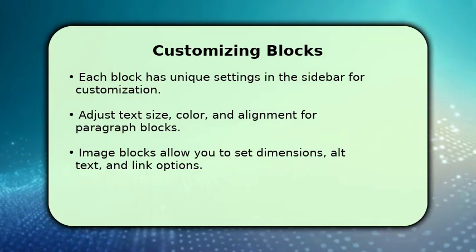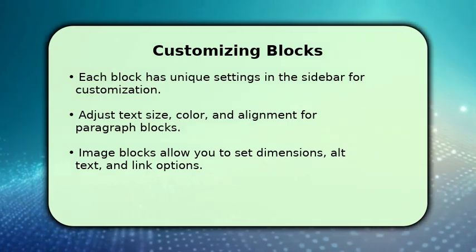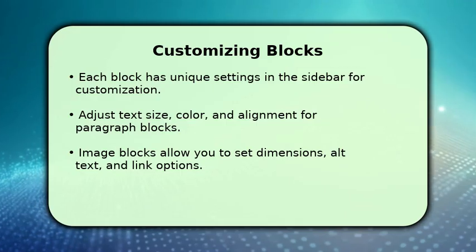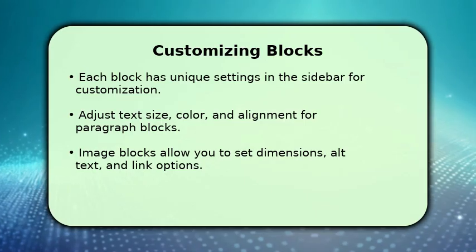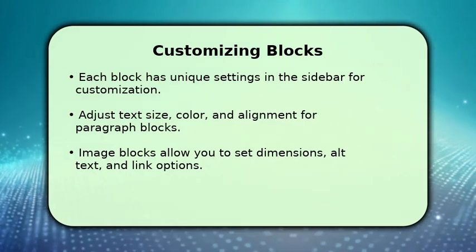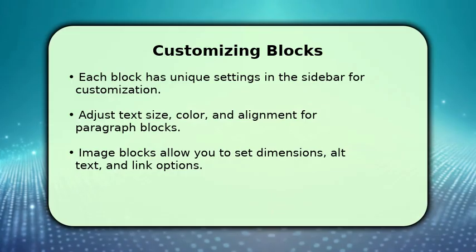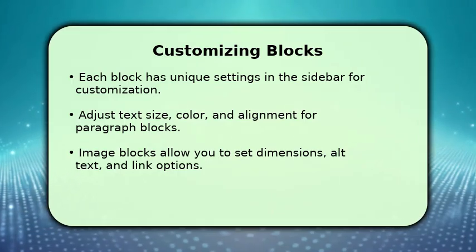For example, with a paragraph block, you can adjust font size, change text color, or modify alignment. Image blocks offer controls for dimensions, alternative text, and linking. Dive into these settings to fine-tune every detail and achieve your desired look.